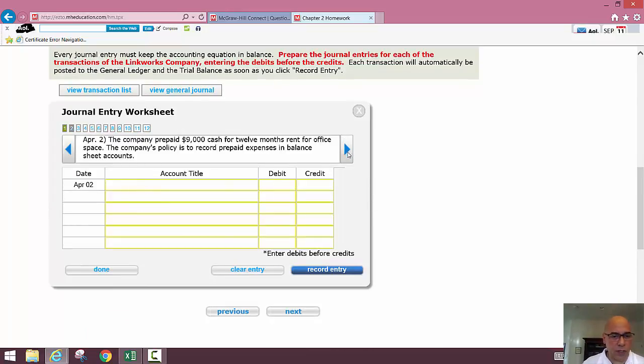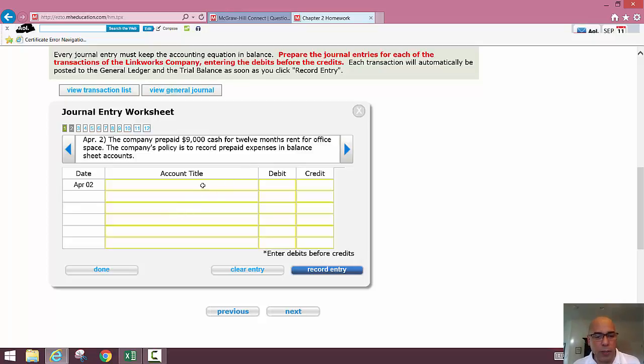Okay, for the next transaction now, they tell me that they prepaid $9,000 cash for 12 months rent for office space. The company policy is to record prepaid expenses in balance sheet accounts. Everybody puts prepaid expenses in balance sheet accounts. If you pay an expense in advance, and we looked at that in year 2 of the in-class example, or at least we will today, when you pay an expense in advance, that is considered an asset. Prepaid insurance is an asset.